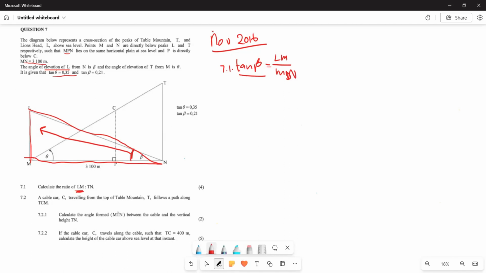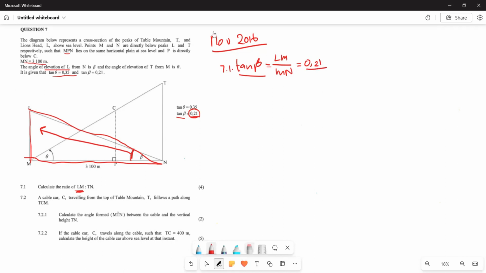So what they are saying here is that tan of beta, which is 0.21, is the representation of LM divided by MN. Let's write this one nicely so that you see it. If you had to find tan of beta, it was going to be LM over MN, which means this 0.21, because they are saying this is your tan of beta. It is the representation of LM over MN, which means both of these things are 0.21. Your LM over MN is represented by 0.21. Hopefully now this makes sense.